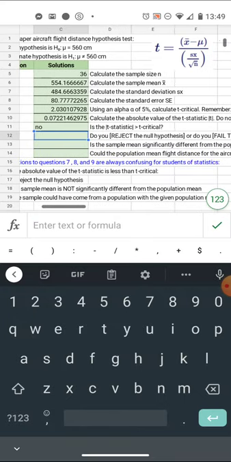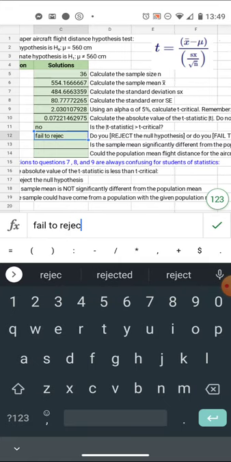So I'm going to fail to reject. This is not a yes or no question. I cannot reject the null hypothesis. This is a different result than 10-1. In 10-1, we would have rejected. In this one, we failed to reject. These aircraft are performing on par with the historic average of 560.